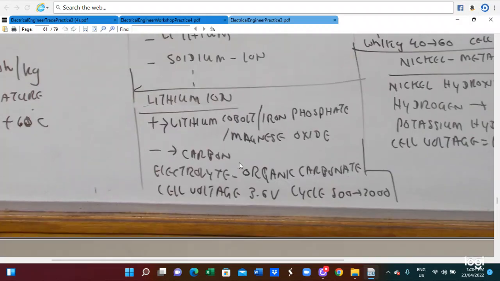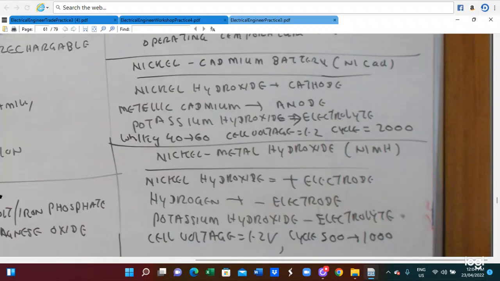For lithium, lithium cobalt, iron phosphate, or manganese oxide is utilized. They also utilize carbon. The electrolyte is an organic carbonate, cell voltage is 3.5 volts, and we can utilize it for 2,000 to 5,000 cycles.